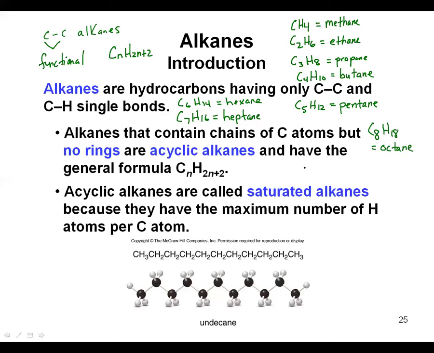9 carbons, 9 times 2 is 18, plus 2 is 20. That looks like a 30. Let's make that a 20. That is nonane. And lastly, C10H22 is decane.